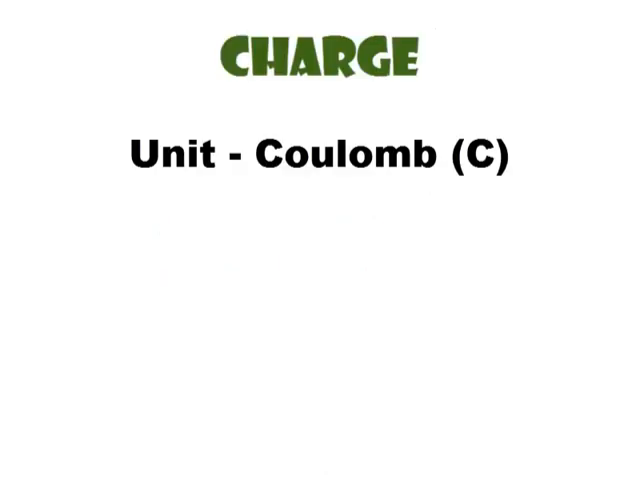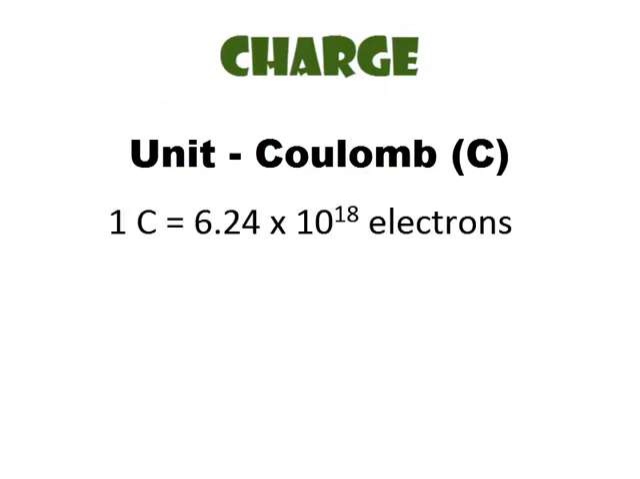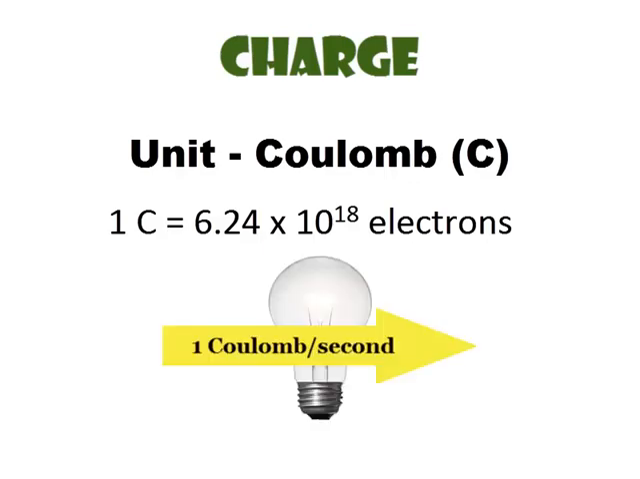The SI unit of charge is the Coulomb, abbreviated with a capital C. A charge of 1 Coulomb is the charge of 6.24 times 10 to the 18 electrons. A Coulomb represents the amount of charge that passes through a common 100-watt light bulb in about 1 second.